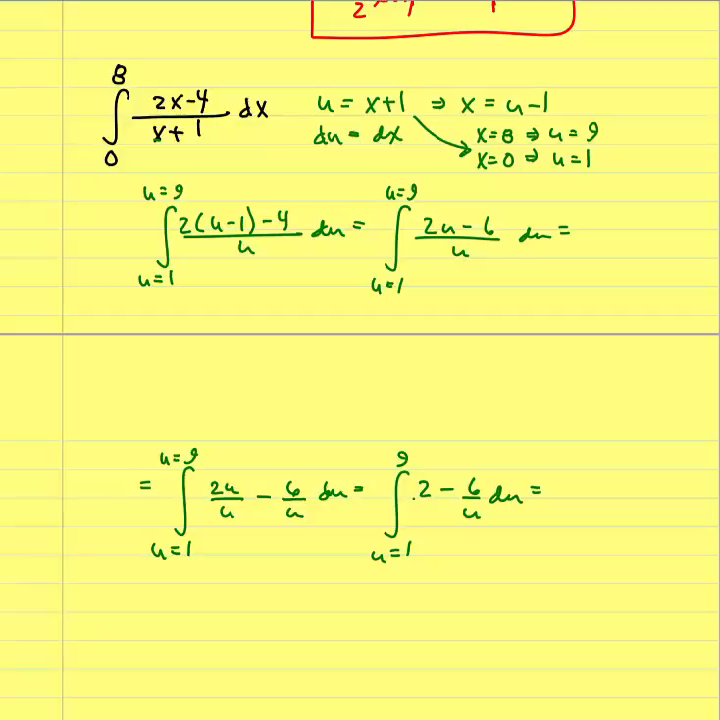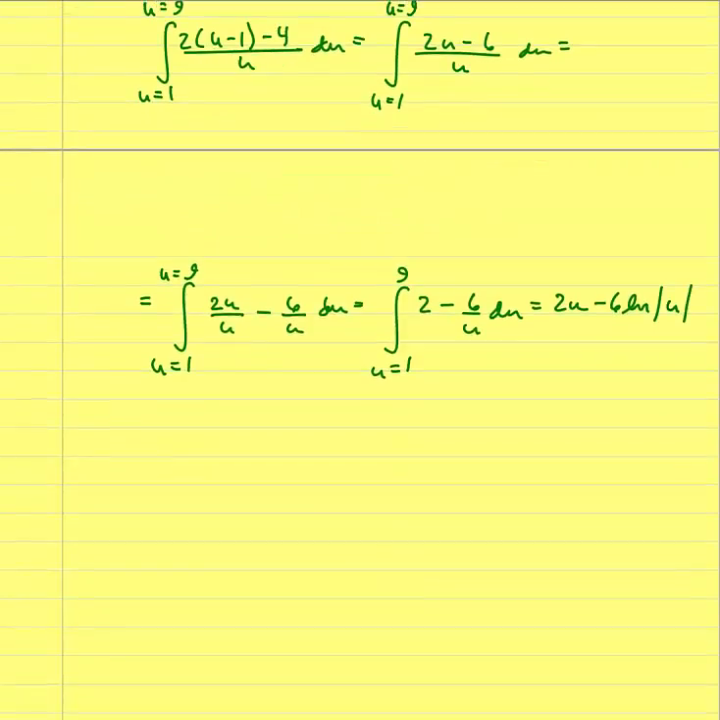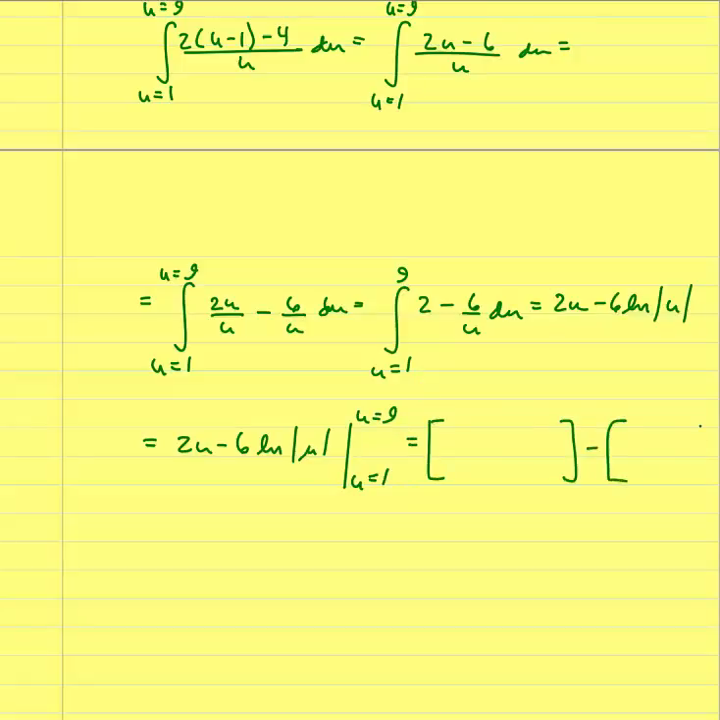So what I have here is the integral of 2 is 2u. The integral of minus 6 over u is minus 6 natural log absolute value of u. Now again, I don't have to convert this back to x because I already changed my limits of integration. So 2u minus 6 natural log absolute value of u evaluated from u equal 1 to u equal 9. So as usual, when we put up our evaluation, we need to put up our brackets to make sure the negative sign distributes correctly. So I'm going to put in the 9 first. So I have 2 times 9 minus 6 natural log absolute value of 9.